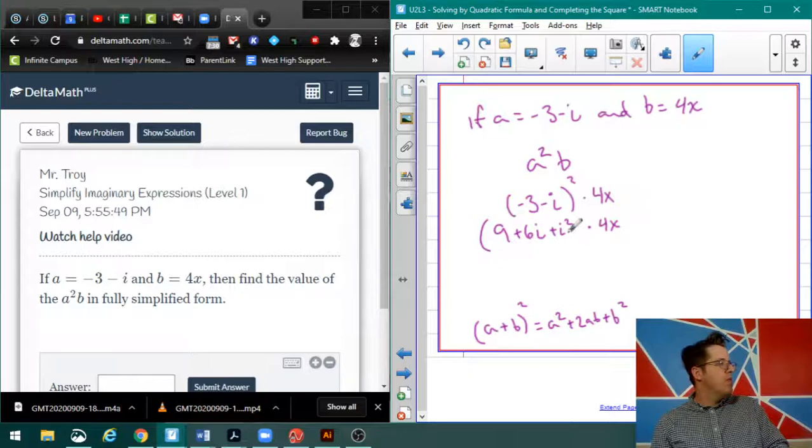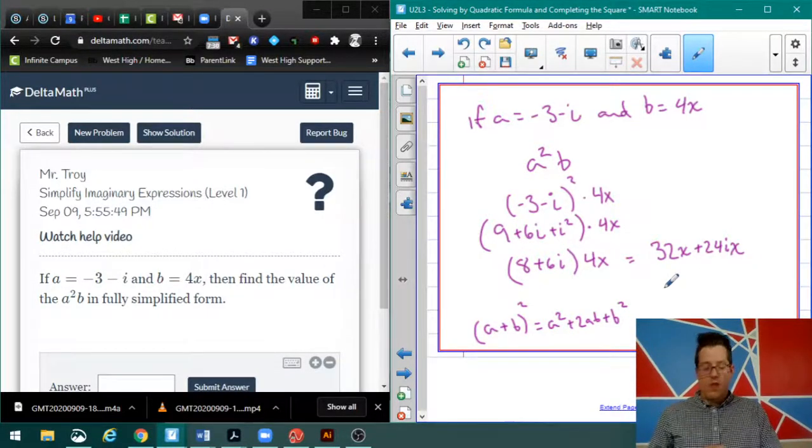So I guess this has to go in parentheses, and it's going to be (8 plus 6i) times 4x, which is 32x plus 24ix, I guess. Let's see if it likes that.